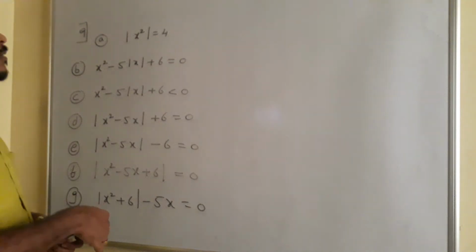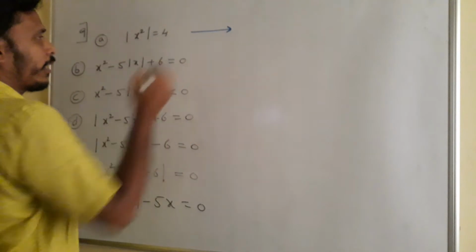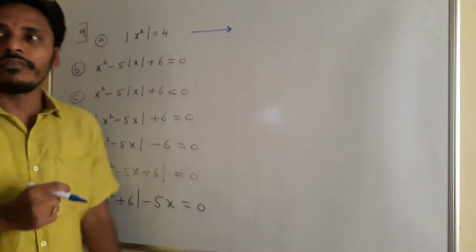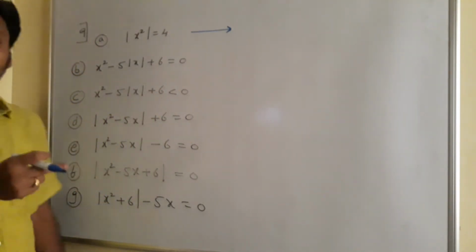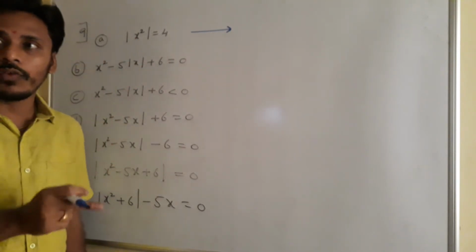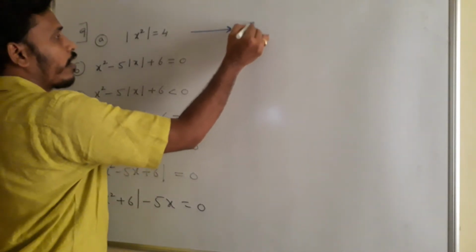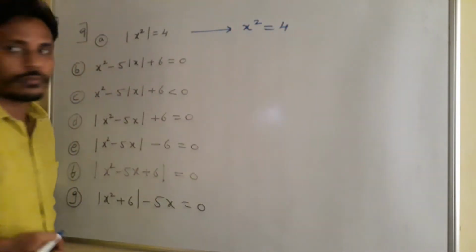The first thing is modulus of x square is equal to 4. To remove the modulus, we need to check whether the expression in the modulus is positive or negative. Here, x square is always positive, so mod x square is directly x square. So I will write it as x square is equal to 4.